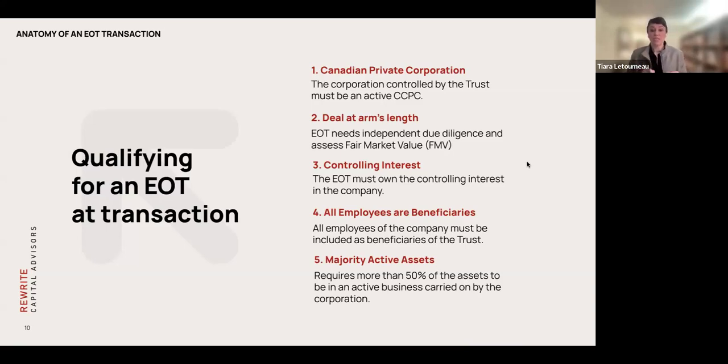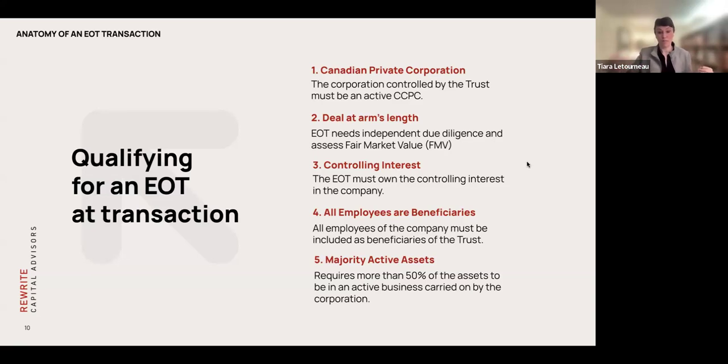The second is you need to deal at arm's length with the EOT. So basically what's happening here is the transaction needs to be seen that you are selling to an EOT, which is a third party, i.e. not you or related to you in a meaningful way. So the EOT needs to show, and you need to show, that there is some independent due diligence and a fair market value taking place here.